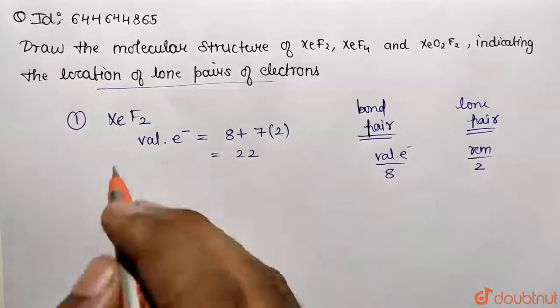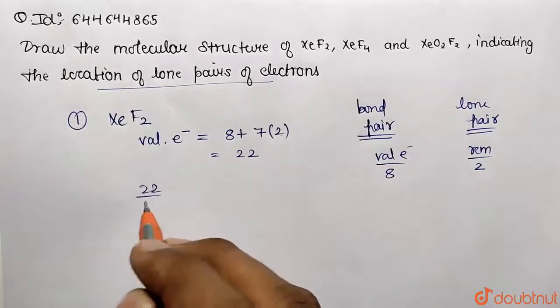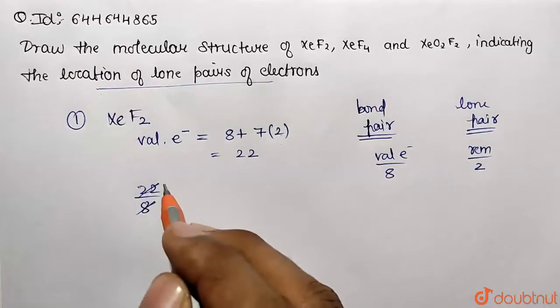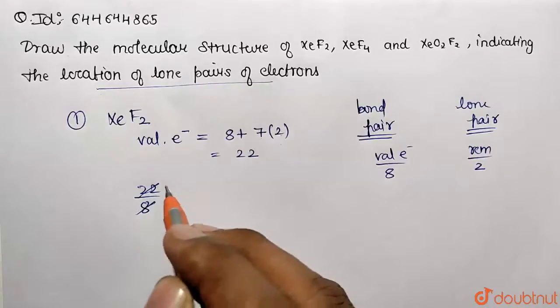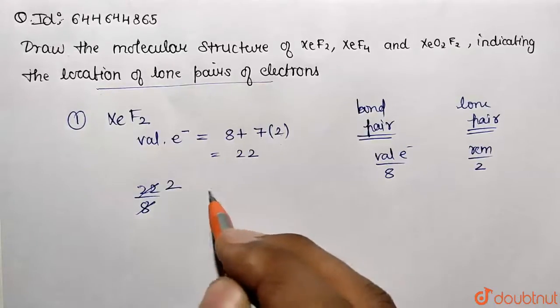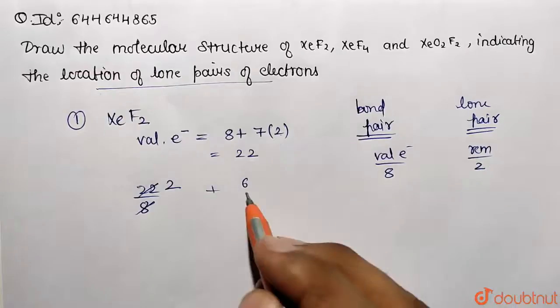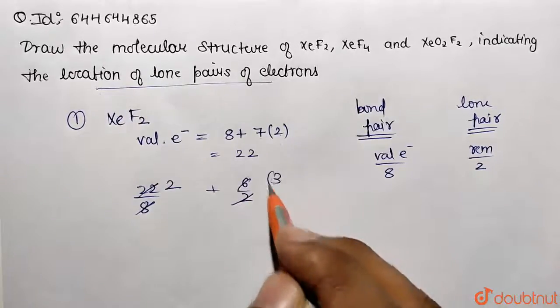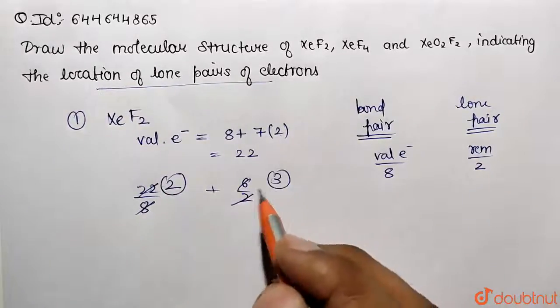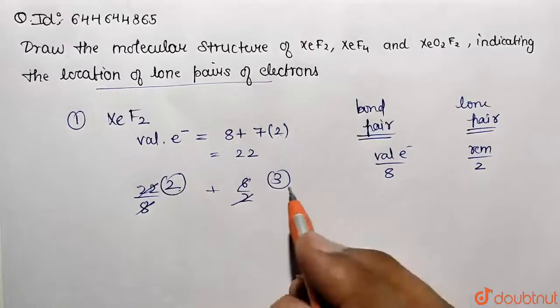The valence electrons we calculated are 22. So 22 divided by 8 gives 8 twos are 16, so 16 this side and the remainder left is 6. That 6 must be divided by 2, so it's going to be 3. So this is a 2 plus 3 system, basically 2 bond pairs and 3 lone pairs.